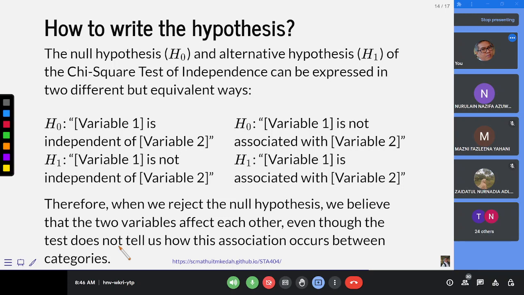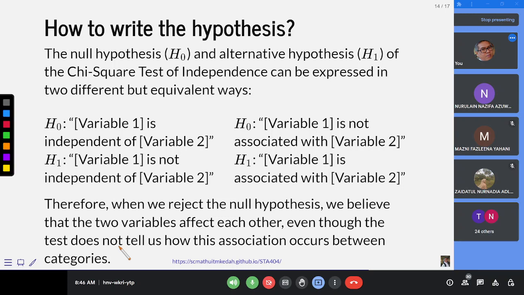Okay, how to write the hypothesis? Very simple. Okay, di sini saya bagi dua. So dia ada kat situ. The first one you can just write variable 1 is independent of variable 2. So you can just replace the variable 1 and variable 2 with the respective variable under study. Okay. So first you can use the word independent. Always remember the null hypothesis is taking the term independent. So the alternative hypothesis will be variable 1 is not independent of variable 2. Or you can say variable 1 is dependent on variable 2. Boleh juga. So not independent dengan dependent boleh, tak ada masalah.